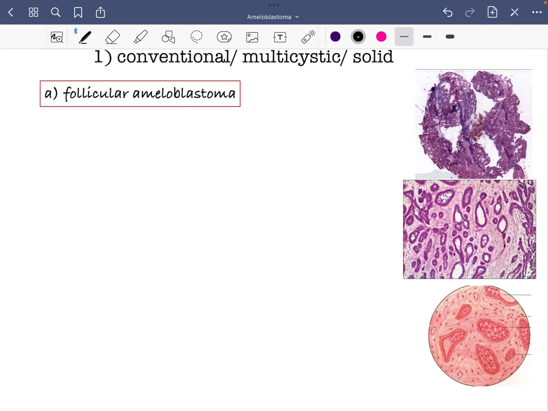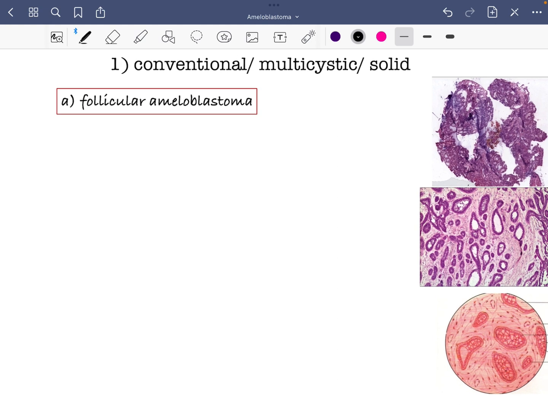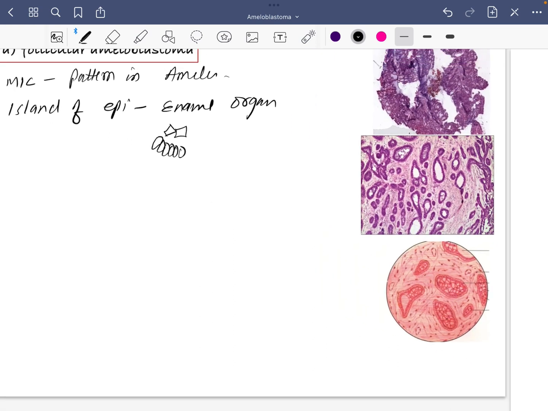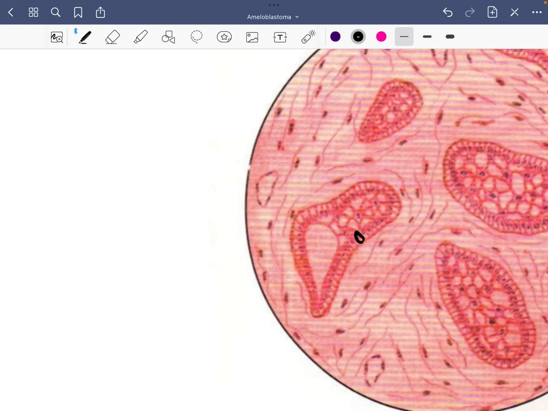We are going to discuss the first type, which is follicular ameloblastoma. As I told you, in follicular ameloblastoma you will see large islands, right? This is the most common type of pattern in ameloblastoma. What will we see in this? You will see islands of epithelium which resemble your enamel organ. Why? On the outer side, you will have columnar cells, right? In between, you will have stellate reticulum cells. Outside, you will have epithelium cells. Inside, you will have stellate reticulum.